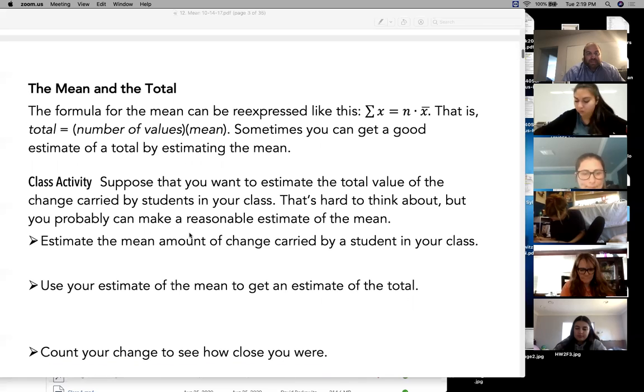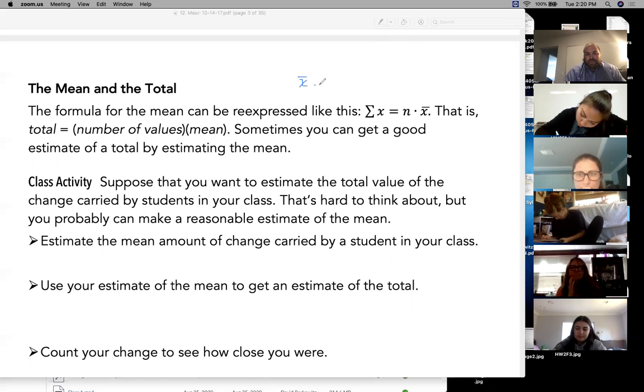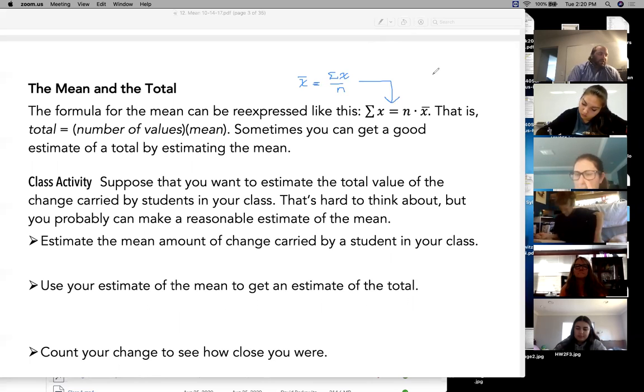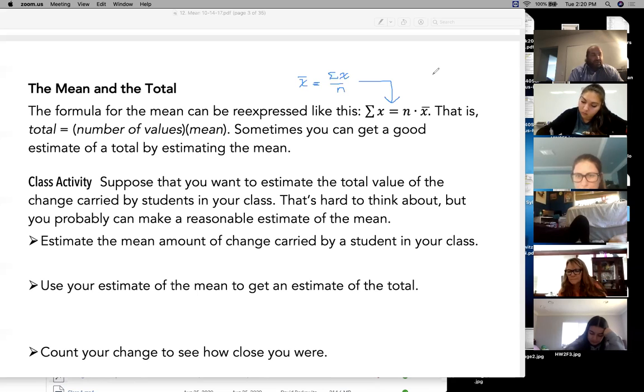So the mean and the total. Don't forget, if the mean, which I'm going to rewrite the formula for, x bar, is equal to the sum of the x's divided by n, then if I cross multiply, I get this formula: the sum of the x's is also equal to the number of values times the mean. It's just a rearrangement of the same formula.